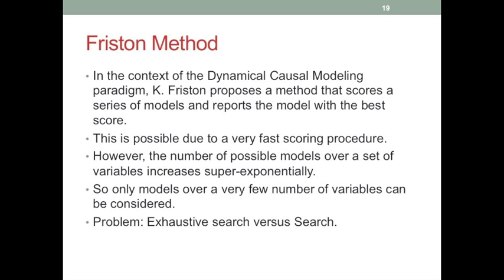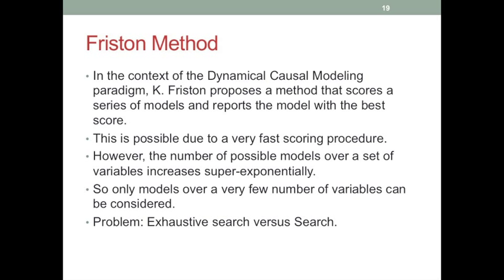Now, this Friston method I want to talk about, this is in the context of dynamic causal modeling, which is one of the main paradigms in the literature for modeling fMRI data. He proposes a method that scores a series of models and reports the model with the best score. And this is possible due to a very fast scoring procedure, which is a work of genius in my view. It's very fast. However, the number of possible models over the set of variables increases super exponentially. So only models with a very small number of variables can be considered, say up to 5 variables and that's it. Or 6 or 7, and that's really the limit.